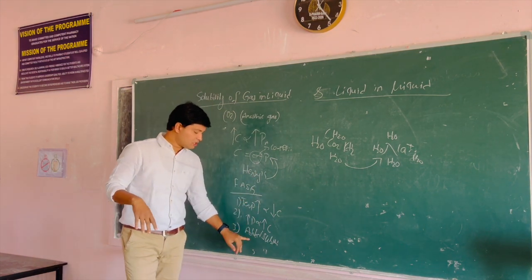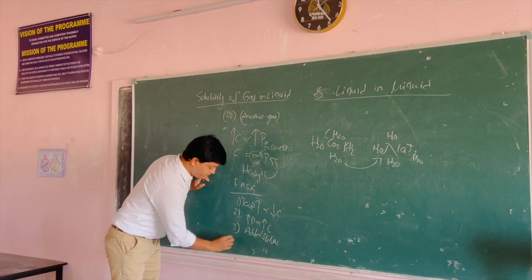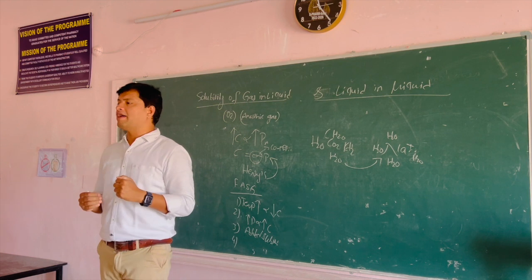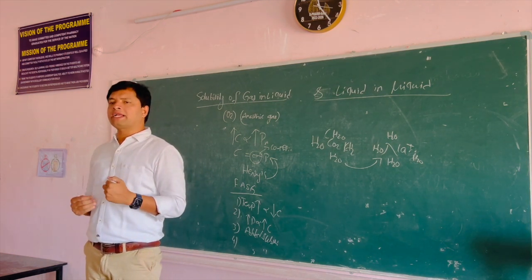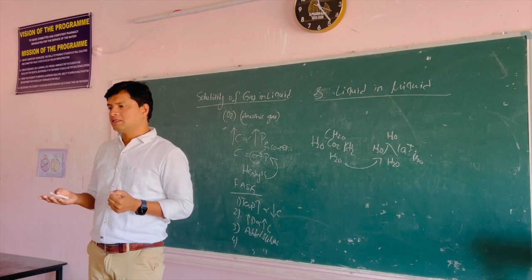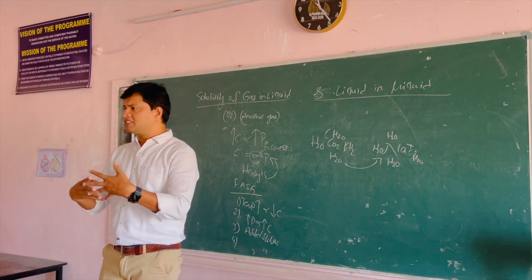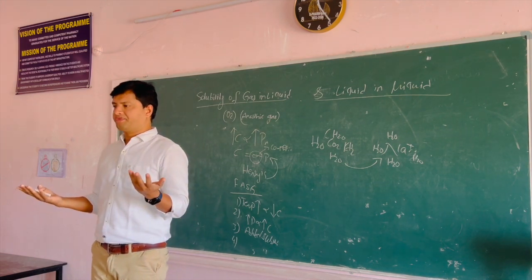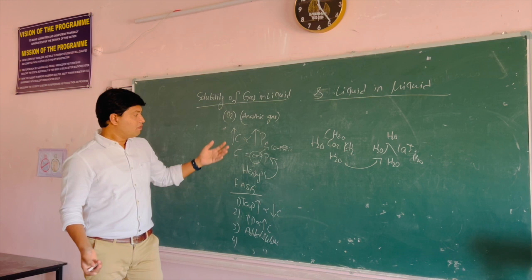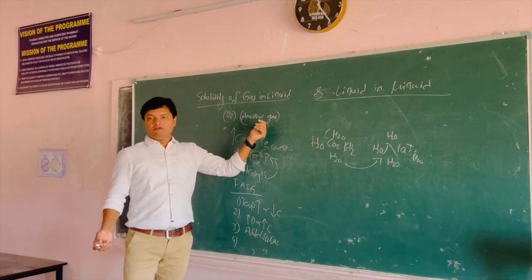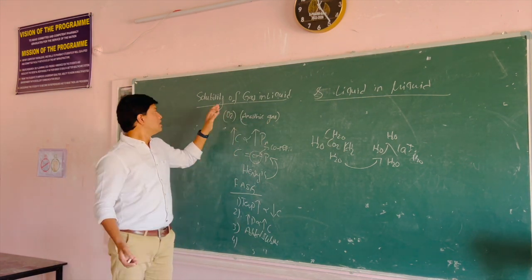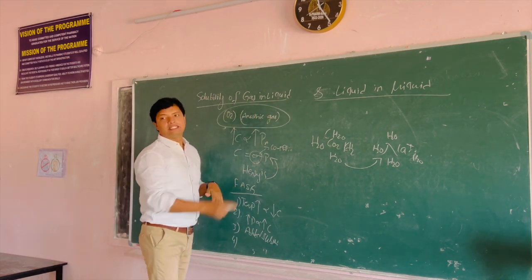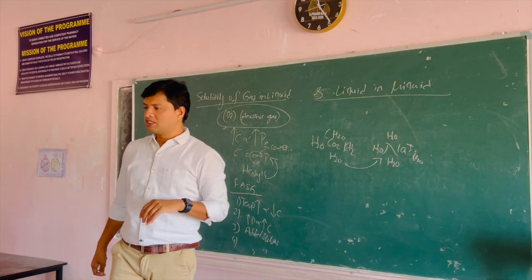For that, you need to note this down. What is the last one? Chemical interaction with the solvent. If the oxygen is having more interaction with water, it will dissolve more or less? More. If interaction is more, dissolving is more. Less interaction, less dissolving. So we use this. Solubility of gas in liquids is being used for oxygen and anesthetic.